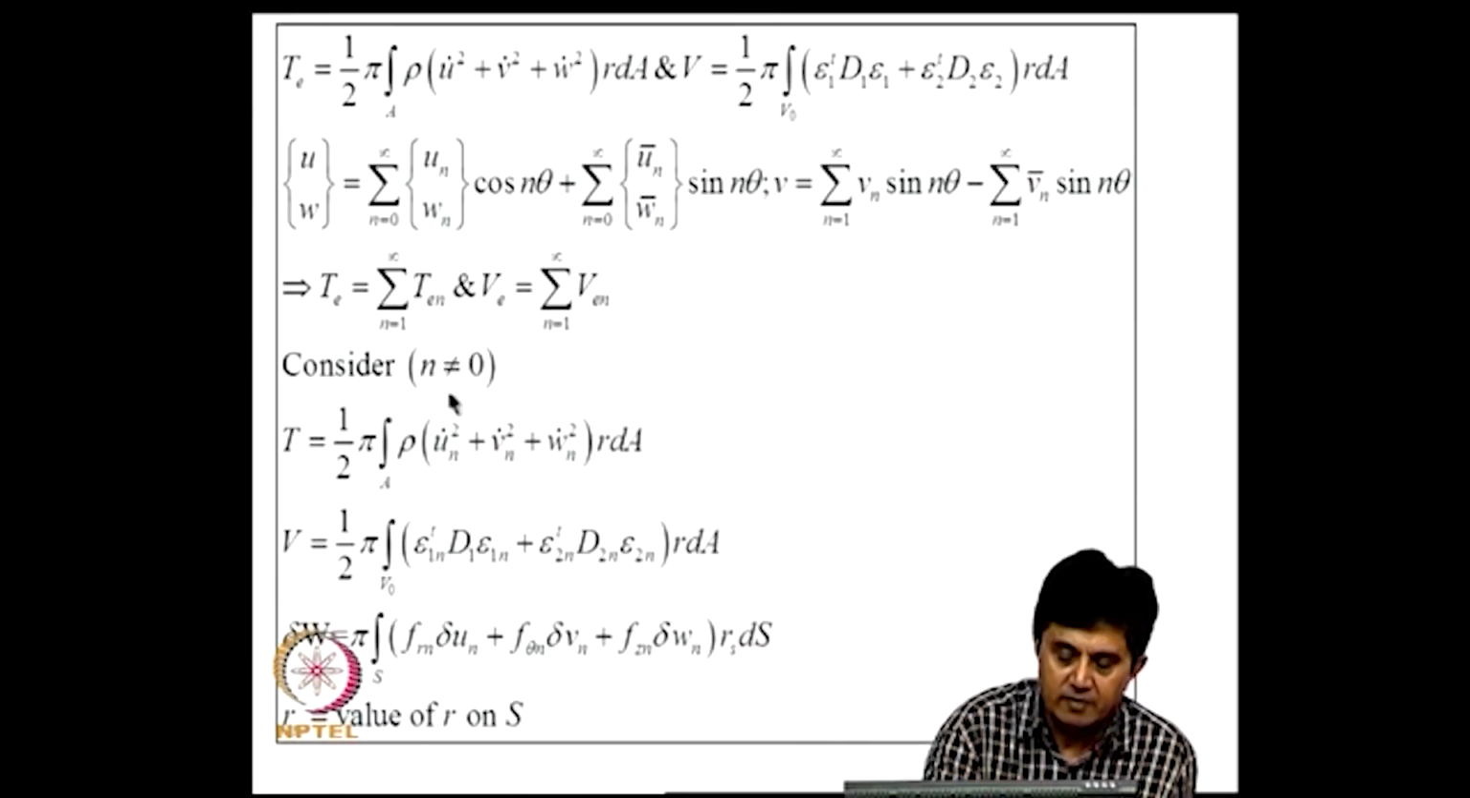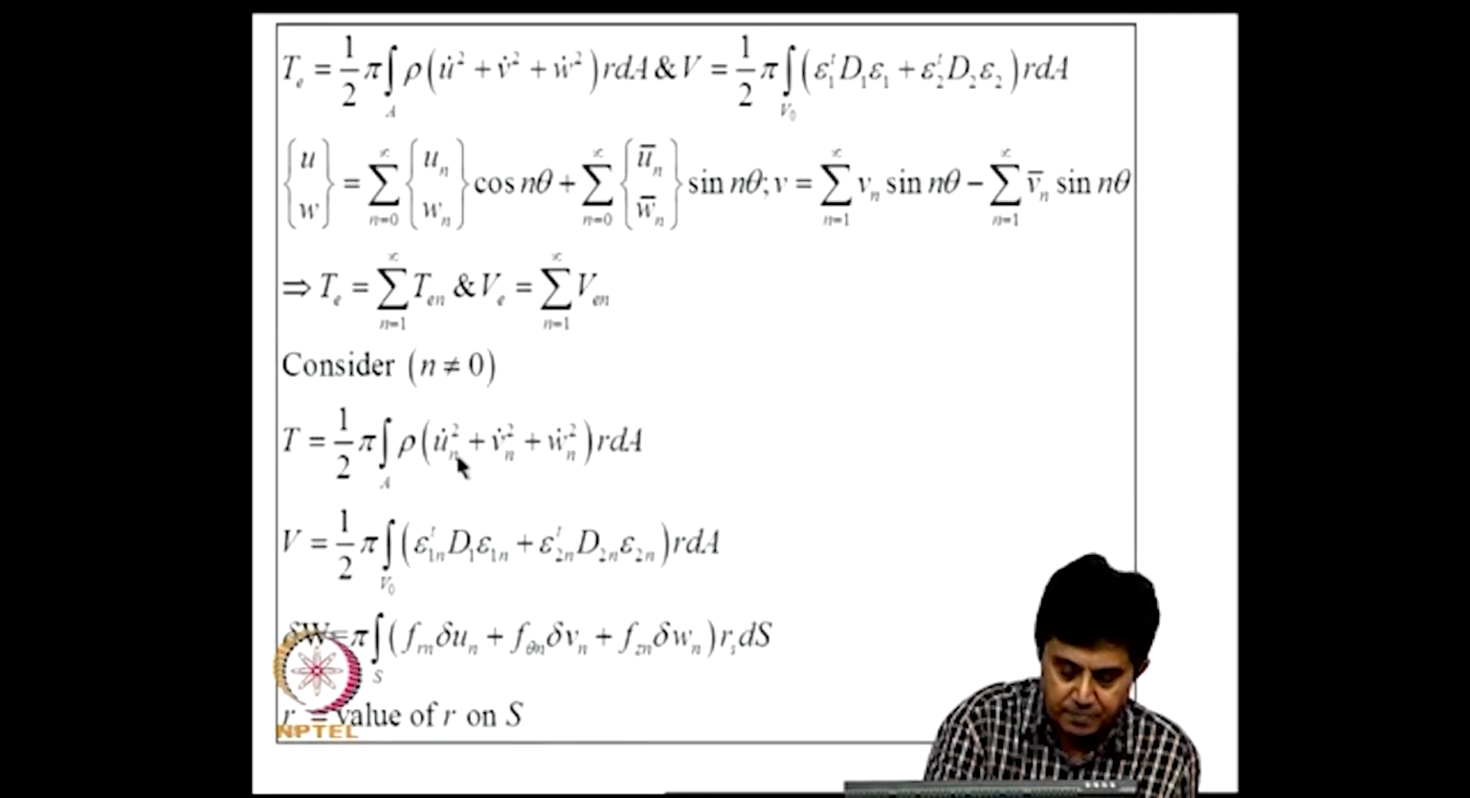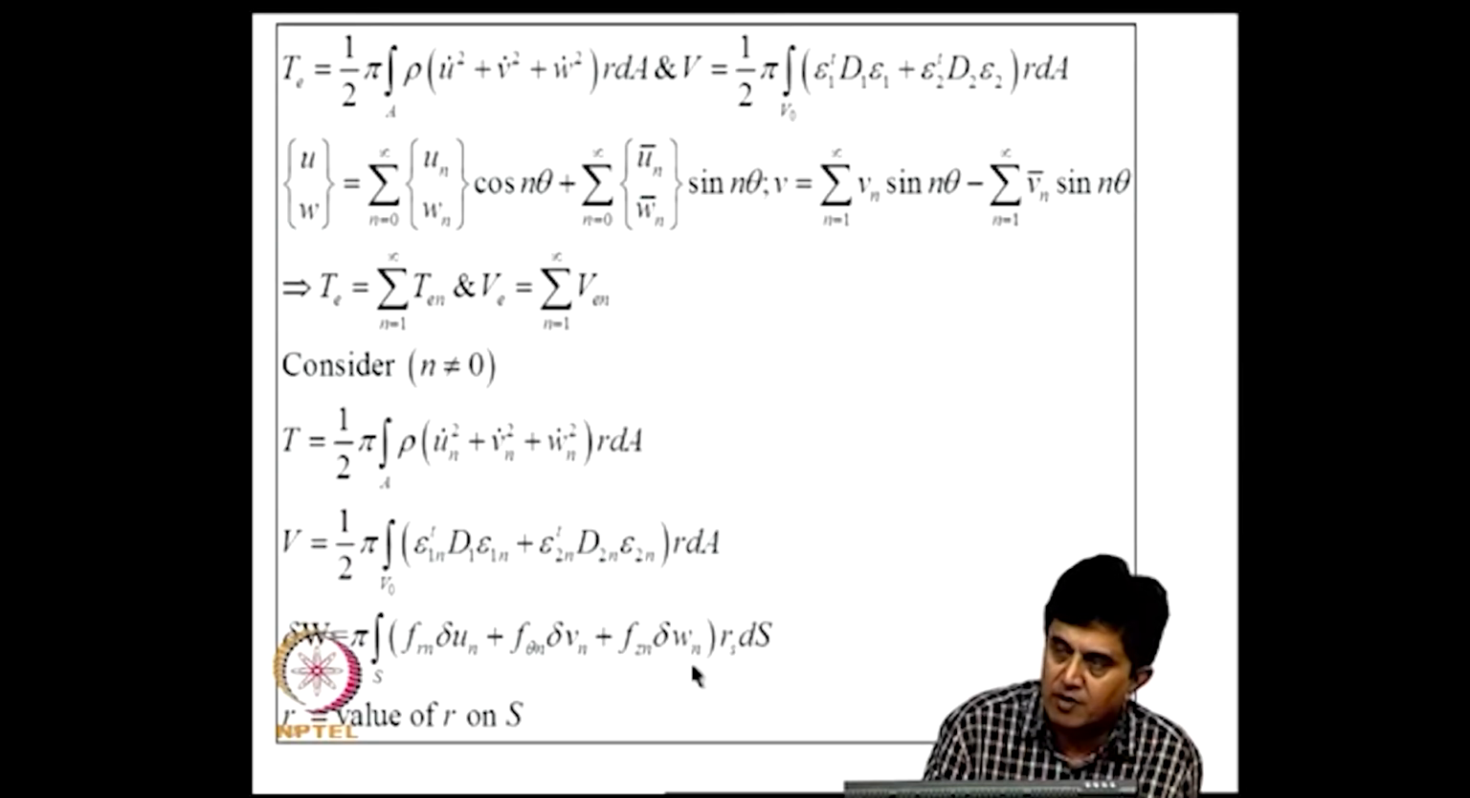Now, we have to consider the nature of these terms for n equal to 0 and n not equal to 0 separately. For n not equal to 0, this is the expression for kinetic energy. Similarly, this is strain energy and this is the work done. This is written for the nth component in the Fourier expansion. Similarly, virtual work done also is a contribution from the nth component in the Fourier series. Here, in this integration we get R_S ds, the work done by the surface traction. This R_S is actually the value of R on the surface S.